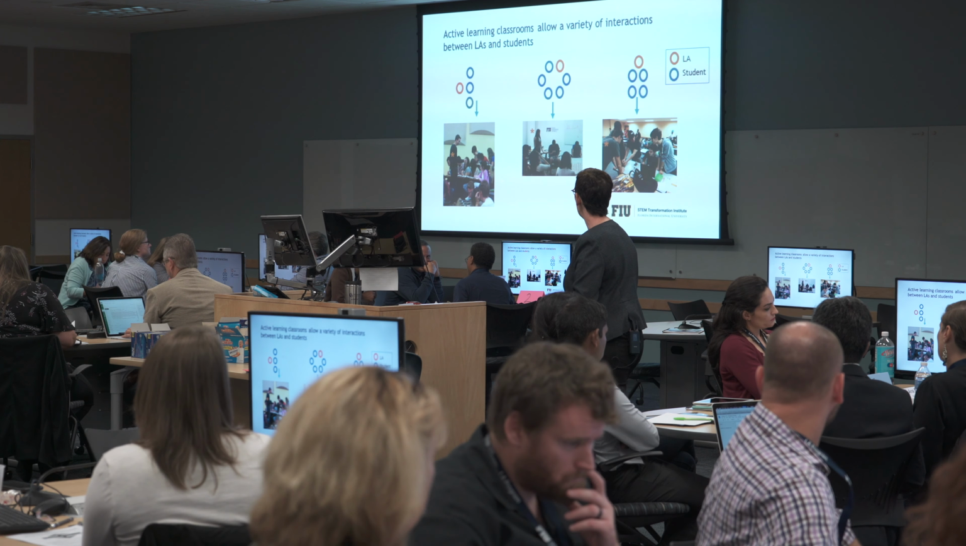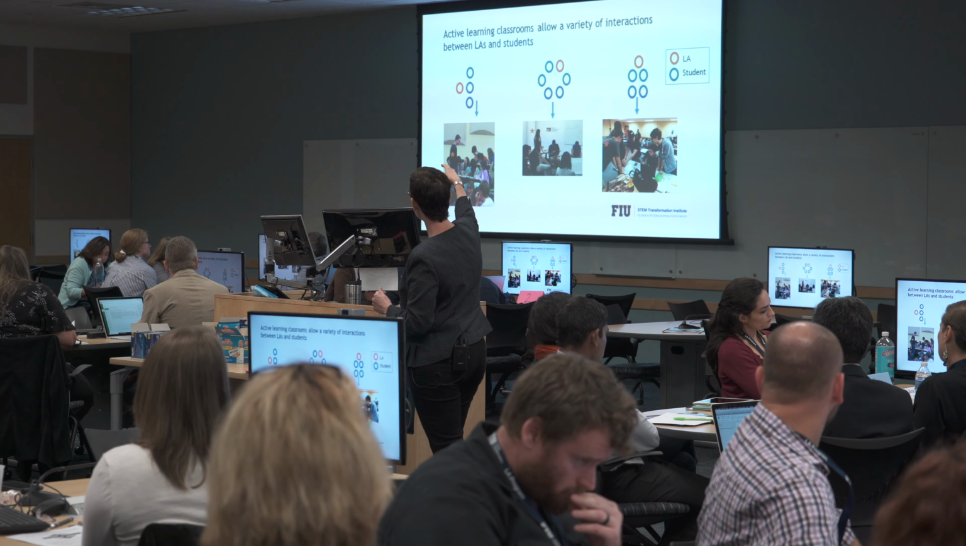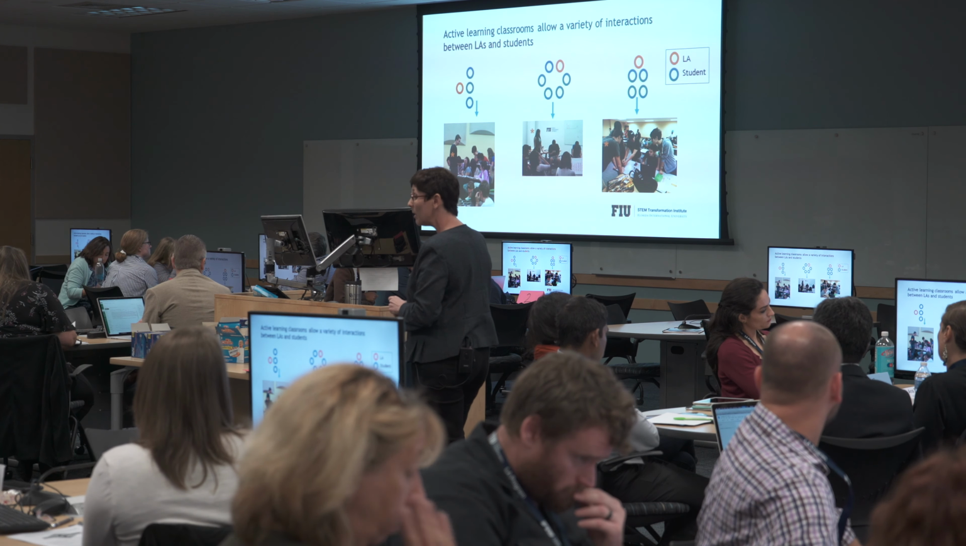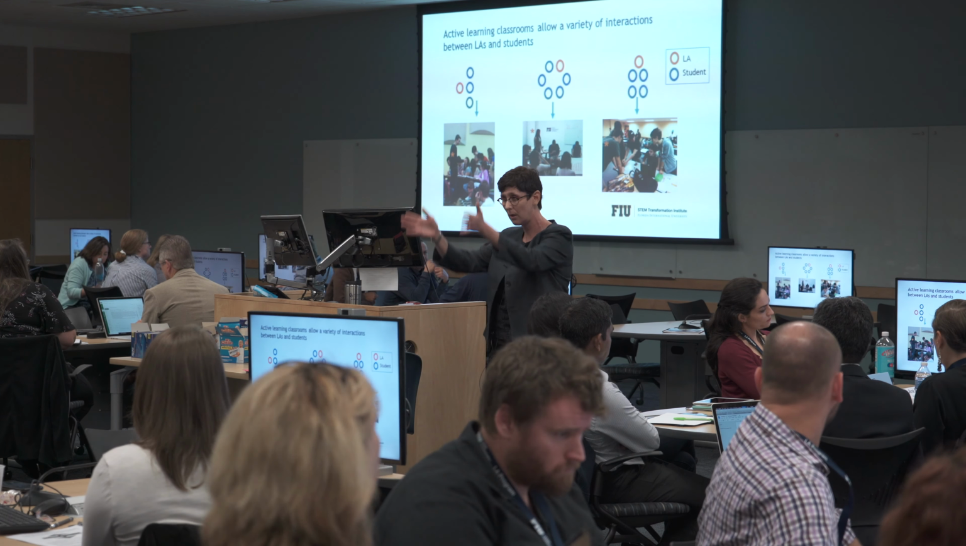Now you can see another example of interactions in a chemistry class. That's on the left. It's a big auditorium. It seats 250. You can imagine the regular auditoriums where it's just rows.